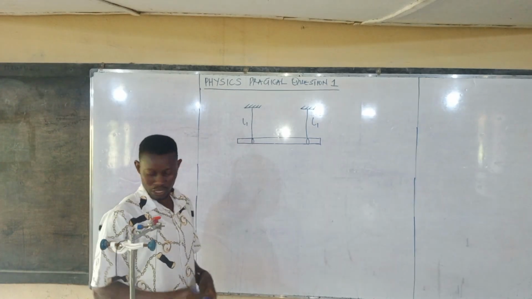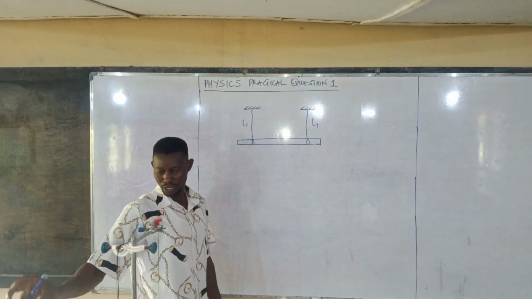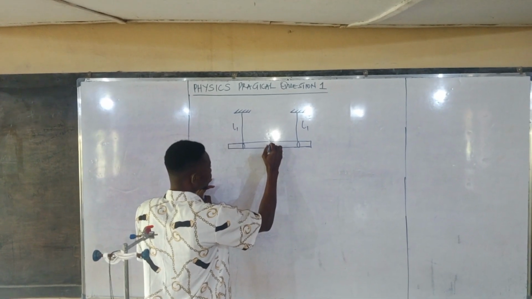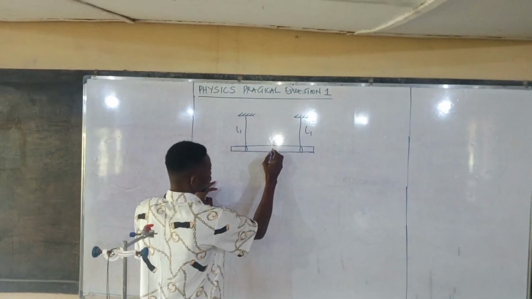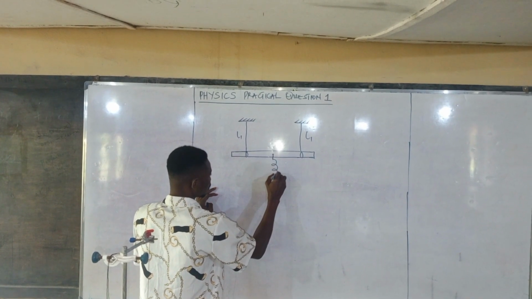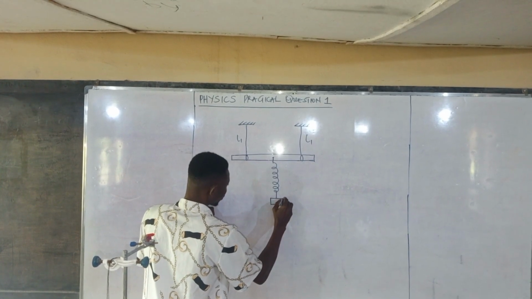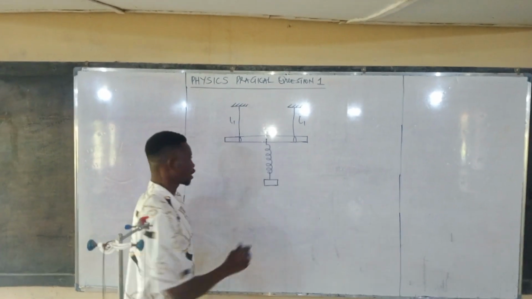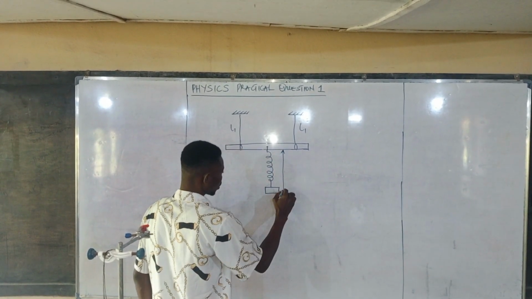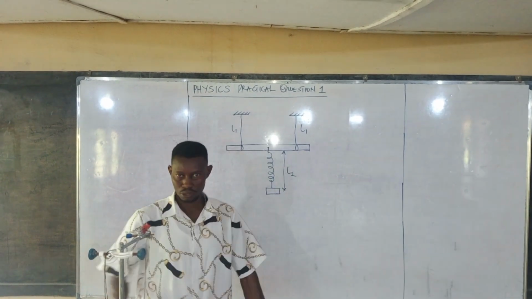But what WAEC is bringing this time around, they included a spiral spring with a 100-gram mass. So that spiral spring and the 100-gram mass will be fixed at the midpoint of the horizontally suspended meter rule. So you have something like this. We then have another length here, which we can call L2, or if we like, we can call it H. This length is L2.